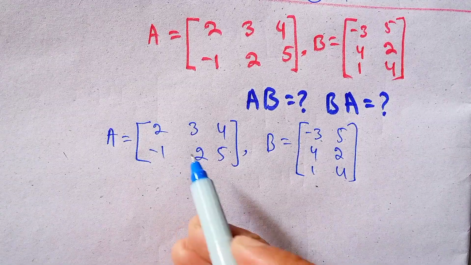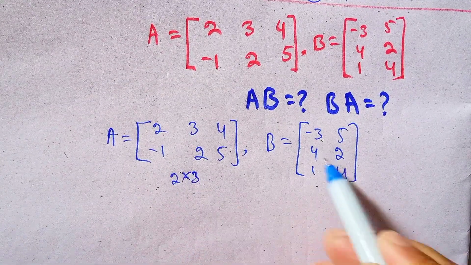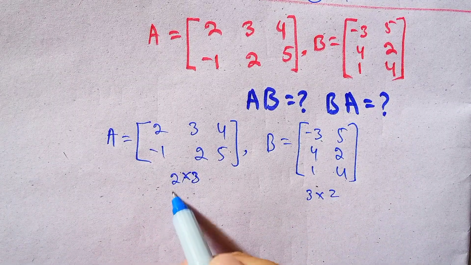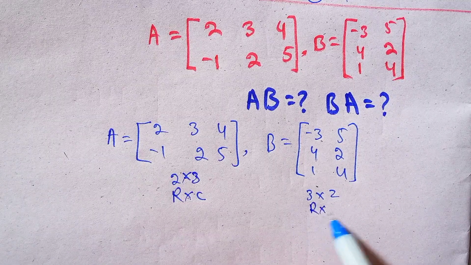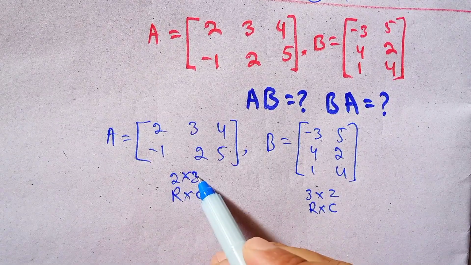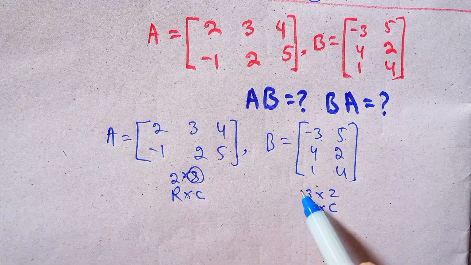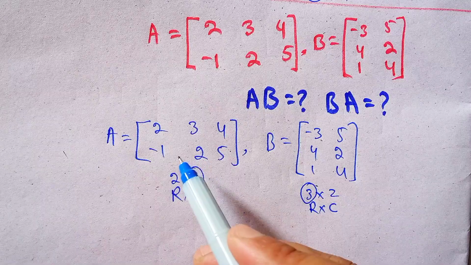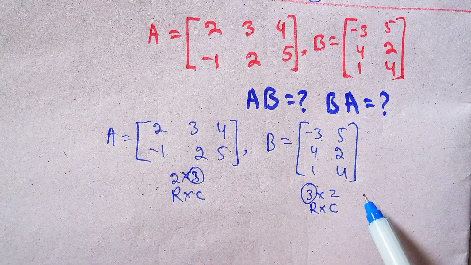Now here the order of this matrix is 2 by 3, and the order of this matrix is 3 by 2. And this is a row by column matrix, and this is also a row by column matrix. Here the number of columns of matrix A is equal to the number of rows of matrix B. So it means that we can multiply these two matrices. What will be the order of the matrix AB? The order of the matrix AB will be a 2 by 2 matrix.